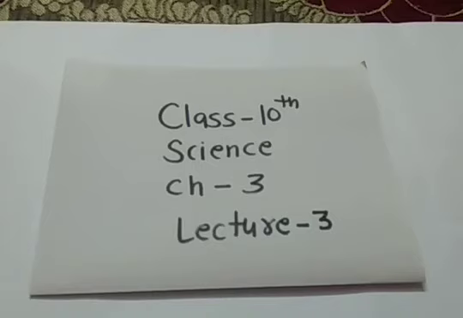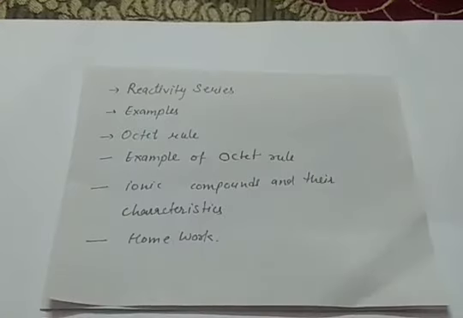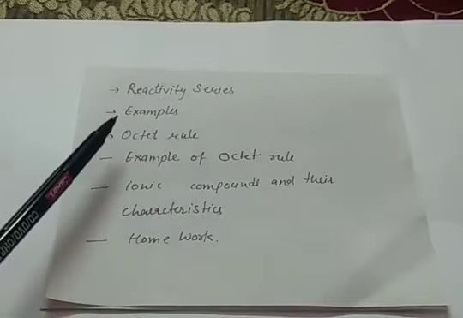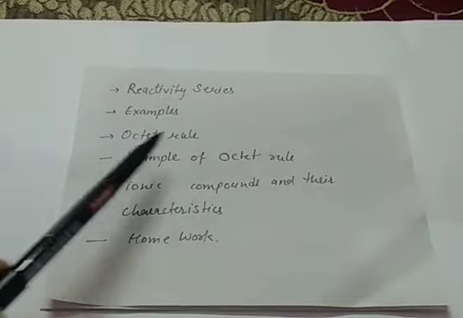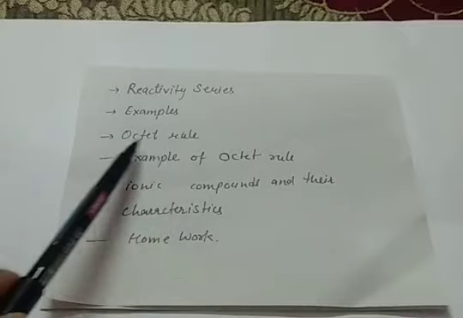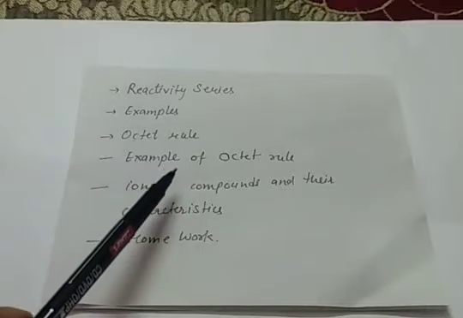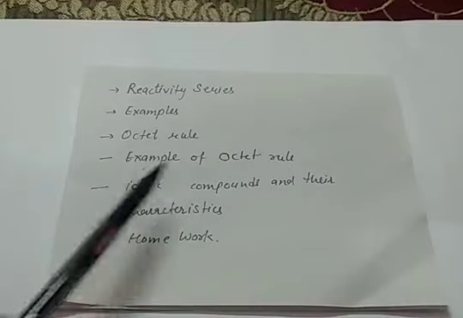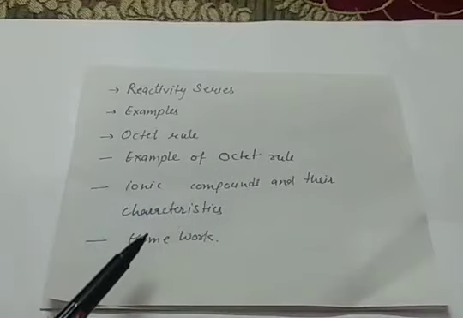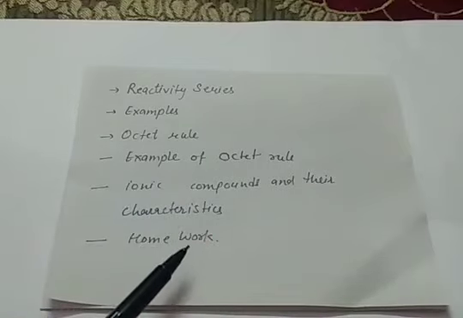This is class 10th Science chapter 3 lecture number 3. So let us see today's content. Today we will study the reactivity series, then its examples, octet rule, then how to prove this octet rule with some of the examples, ionic compounds and their characteristics, and at the end we will see the homework. So let us continue with our first topic.